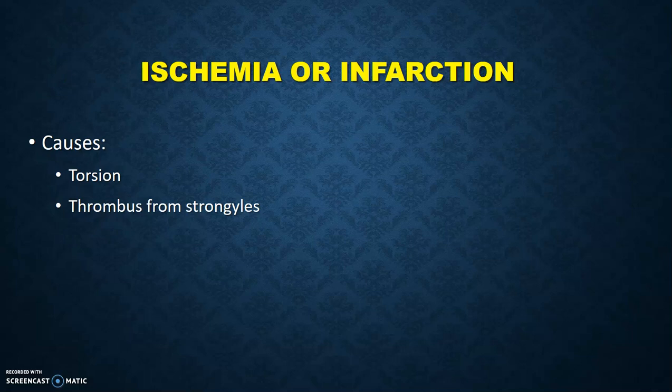Ischemia or infarction, so this is dead tissue or infarcted tissue. Torsion, again, if there's a torsion, the intestine starts to twist itself, etc., it can cut off blood flow. Thrombus from strongyles, so this can happen where the strongyles, if they have a heavy worm load, can cause a thrombus that blocks the actual blood flow to the intestine and kills the intestine.